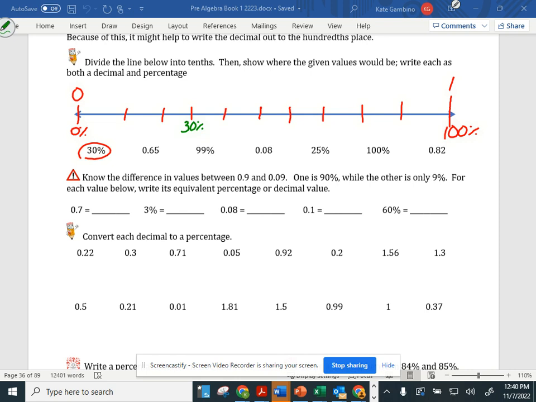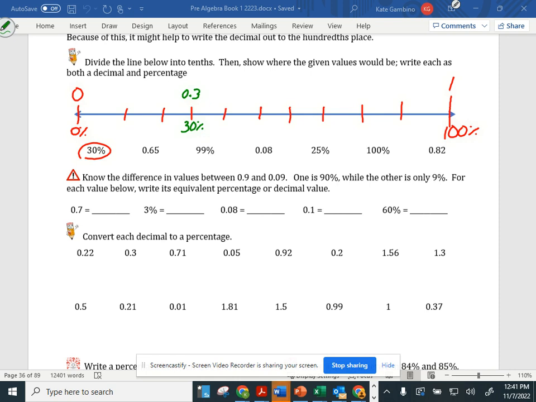So listen to what I just said. If I divided it into tenths, and I said 30% was 3 of the tenths away, what is my decimal going to look like? Mario? Yeah, 0.3, because that's 3/10.